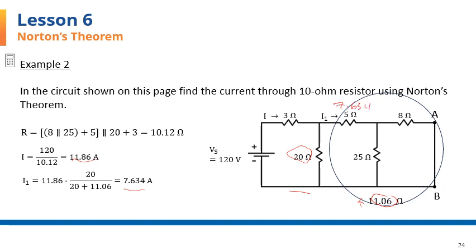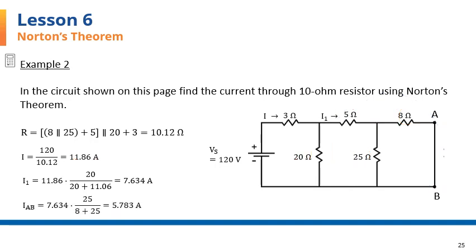7.634 amps. This current coming to this junction is further subdivided between the 25 ohm and 8 ohm resistor. We're interested in the current that goes through the 8 ohm resistor, so again we use the current divider once more and take the 7.634 current coming in here, multiply it by 25 over the sum of the 8 and the 25, and the current through the 8 ohm resistor, which also flows from A to B, is 5.783 amps. Well, that's the INO that we were looking for.